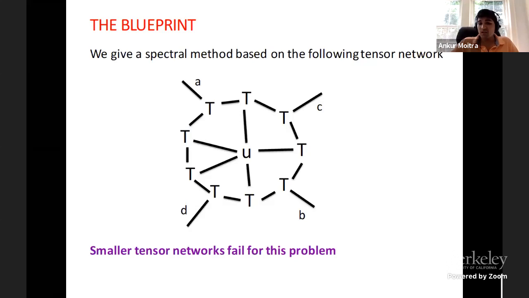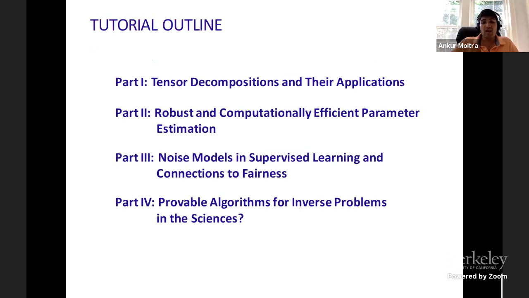And kind of amazingly, you can show that this is literally the smallest tensor network that will work for this problem. So there's a whole rich world out there about how exactly to use tensors now in the context of having group structure.